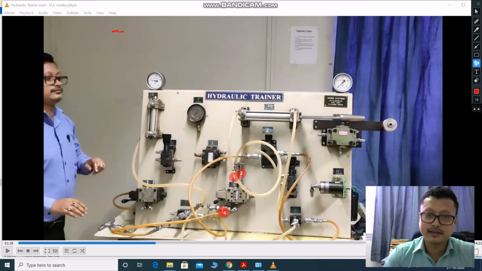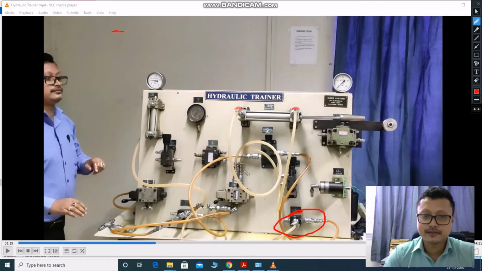4 pipes are there. One will be going to the end portion of this double acting cylinder. 2 will be going to the other end of the double acting cylinder, and the last one, number 3 pipe, will be going to the tank distribution manifold. Okay, hydraulic tank distribution manifold means after performing the work by this hydraulic oil, oil should be returned to this hydraulic tank through this distribution manifold.